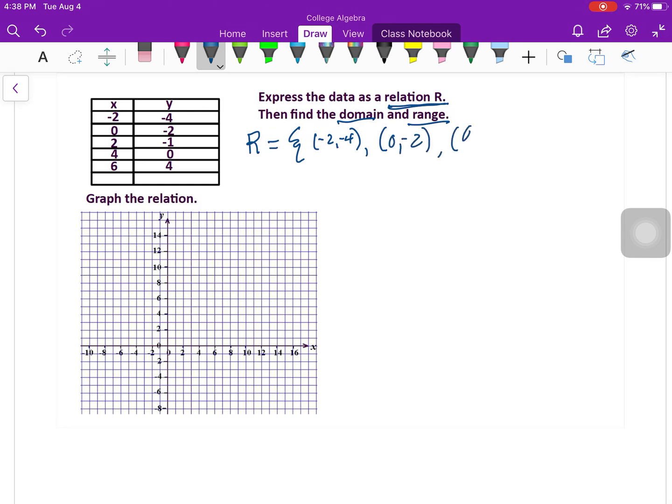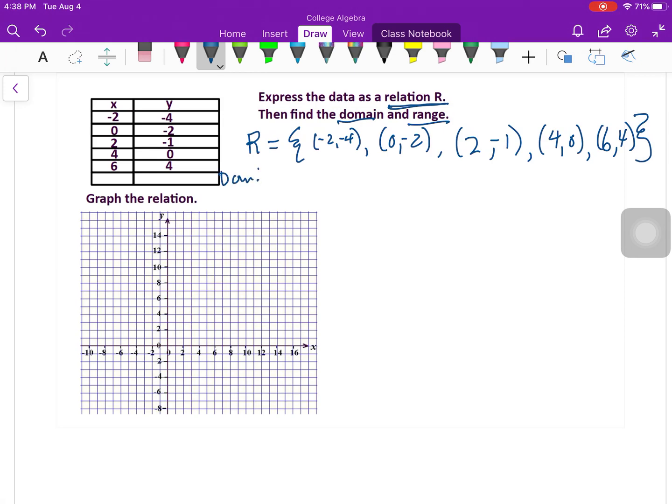So I have (-2, -4), (0, -2), (2, -1), (4, 0), and (6, 4). And there's my entire set R.